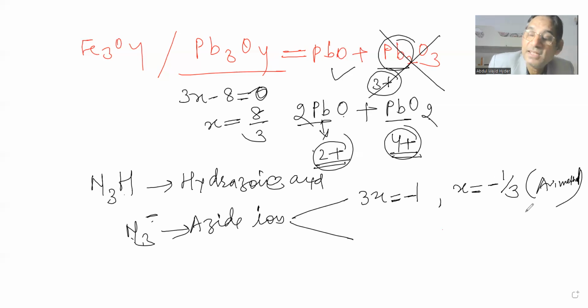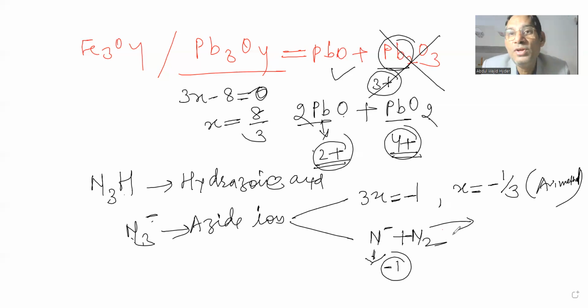Now see what this N3 minus is. This N3 minus means N minus plus N2. In N minus, the oxidation number of N is -1, and as I have already told you, atoms in their elemental state will always show 0 oxidation number. So the oxidation number shown by nitrogen in N2 will be 0. So what oxidation states will this nitrogen be showing in N3 minus? 0 and -1. This is the exact method.